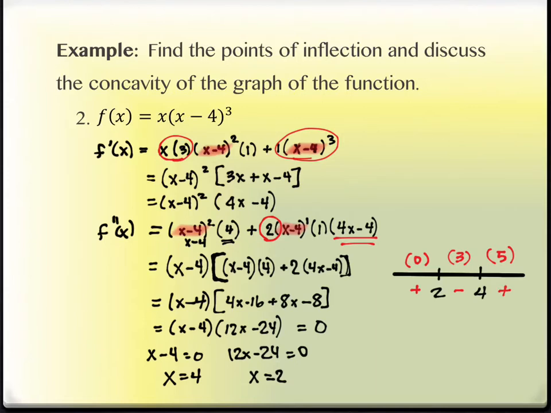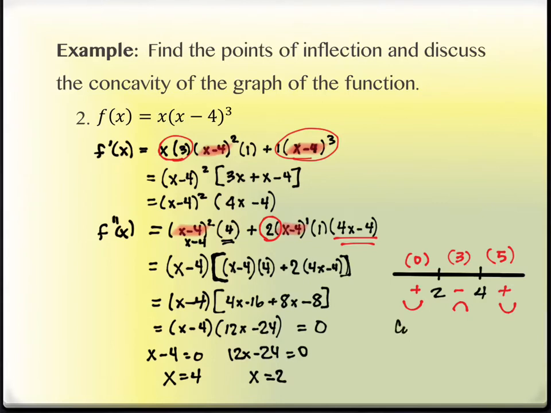Positive and then negative and positive. Okay, now the directions actually said to find the points of inflection and discuss the concavity. So I'm going to go ahead and do the concavity part first. We've already talked about how to do that because we did that once before. Positive looks like this, negative looks like this, and positive looks like this.